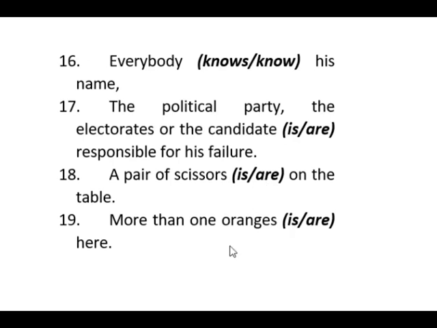Number 19, which is the last but not the least in the examples, more than one oranges is or are here. The word one should go with is, but we have oranges. Are they not supposed to go with are? That is where the confusion is. We will definitely find out subsequently.